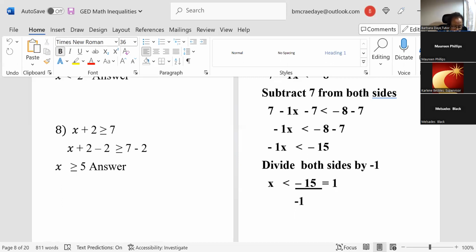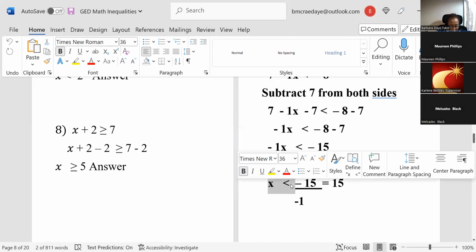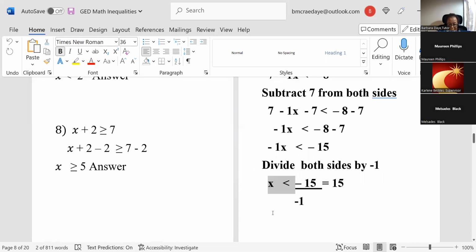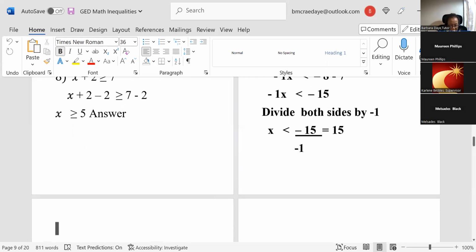That's right. Like signs, okay. But since we divided by a negative, the symbol reverses. So the less than becomes greater than. That's it. Very good, Maureen. So that becomes x greater than 15. So let me put the greater than symbol. That would be your answer.